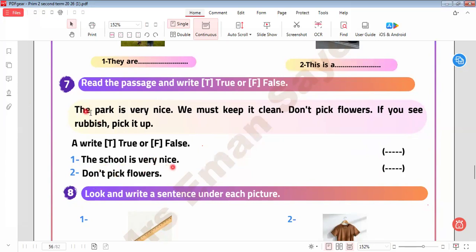The school is very nice. No, it's not nice. It will be the park. Don't pick flowers. Yes, it will be here too. So the answer, the first one, it will be false. The next one here, it will be true. Let's continue the rest of the exercise.